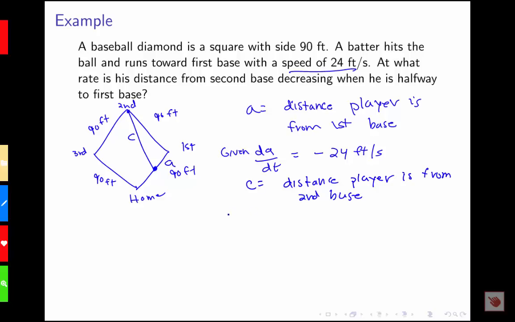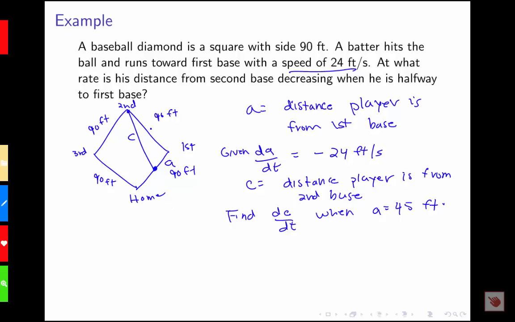Okay, and we're interested in finding dC/dt when the player's distance from first base is exactly half of 90. So when A is 45 feet. Okay, so we know that A is changing as time changes and C is changing as time changes, so we can't plug in any of those values to start with.